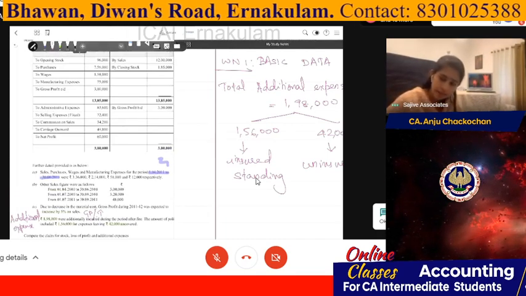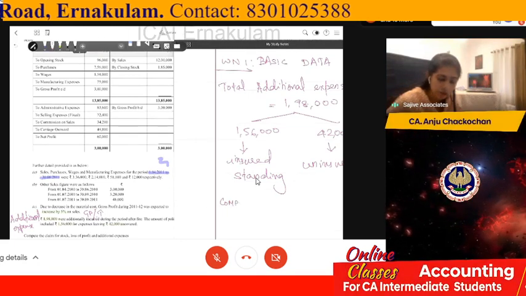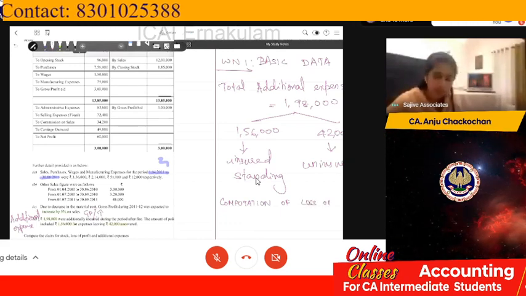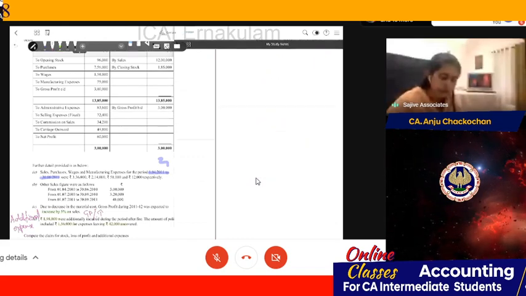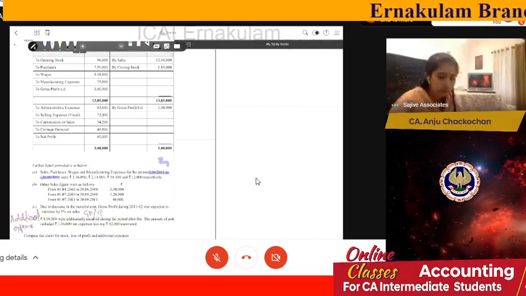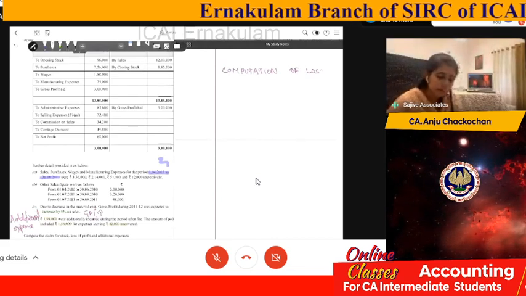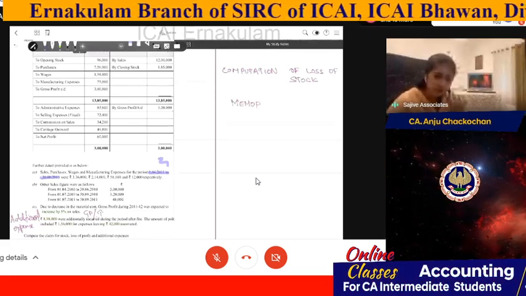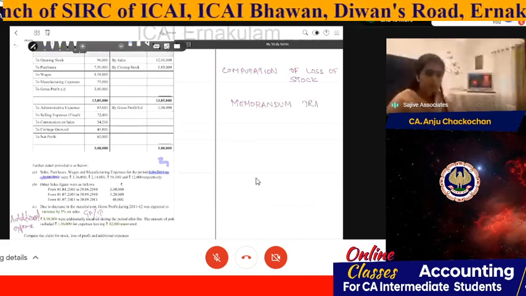Now our steps. Our first one will be computation of loss of stock. I'll take another page for that. Computation of loss of stock, for which you will have to prepare the memorandum trading account, and obviously the table should have table headings. Memorandum trading account.